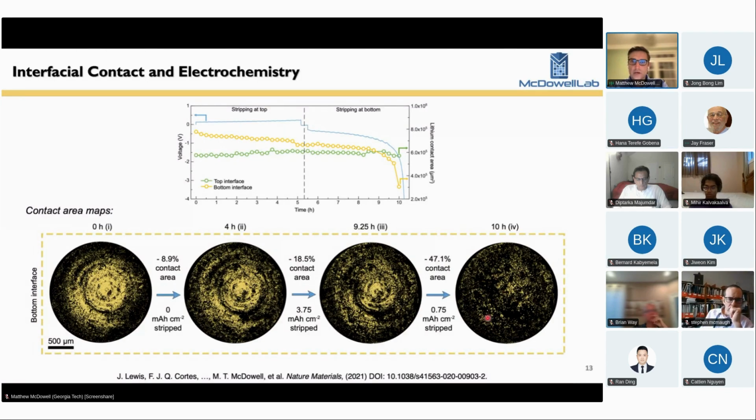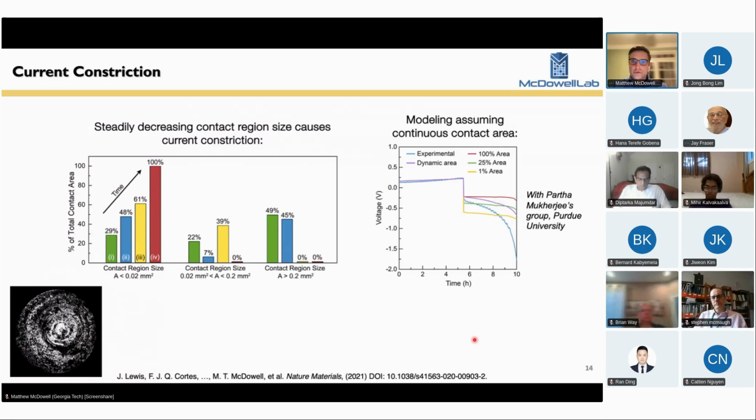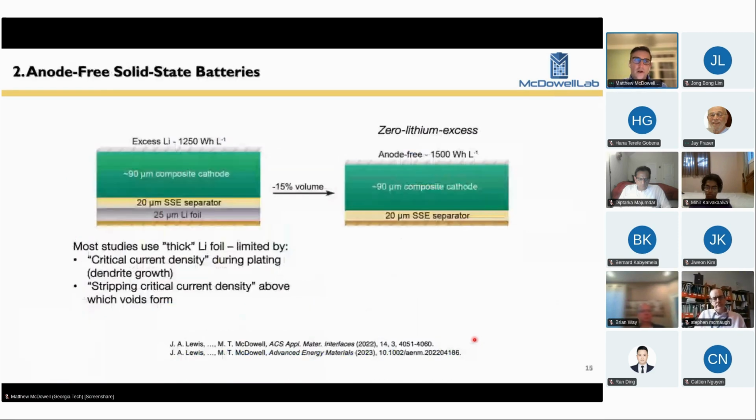So even though we've only lost about half the surface area, which is still quite a lot, the resistance of the cell increases by many times that amount because of the current constriction around these voids, which is what this shows here. All right, good. So that's lithium metal electrodes.